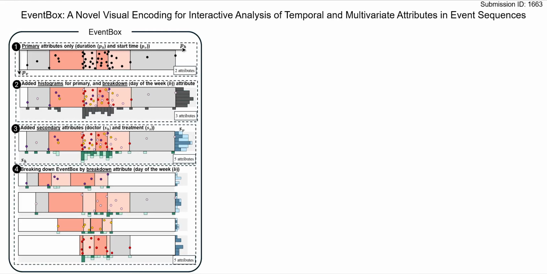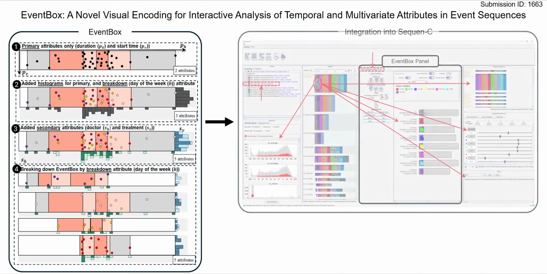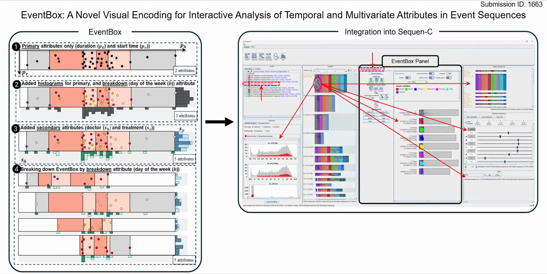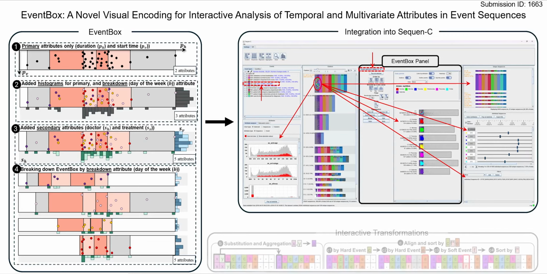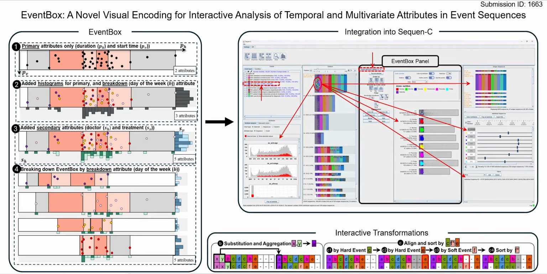We present EventBox, a visual encoding of temporal and multivariate attributes in event sequences. We have integrated EventBox into Sequence C, a visual analytics system for the analysis of event sequences to support decision-making. We implemented user-driven transformations to enhance the interactive navigation features required to support EventBox analyses.